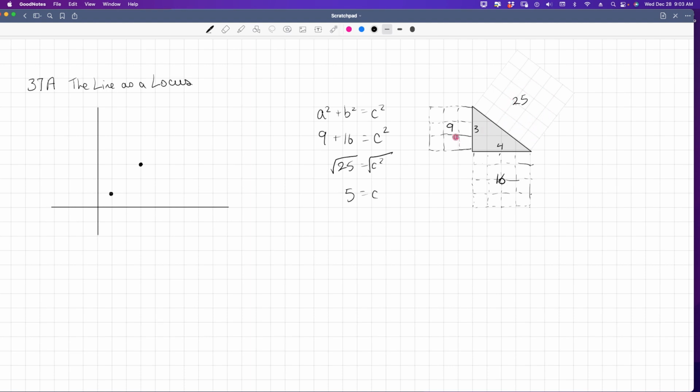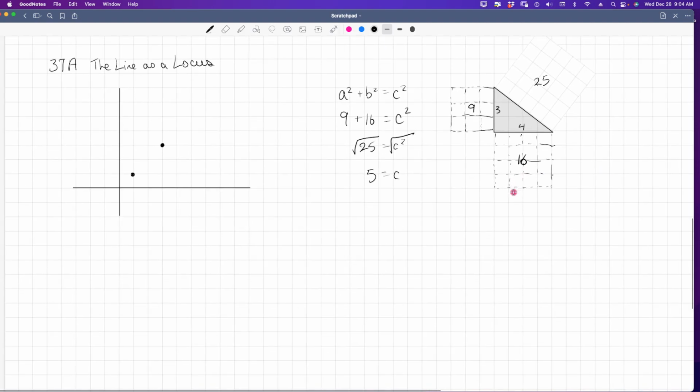So we have 25. This a squared, which is 9, plus this b squared, which is 16, is equal to the square of this length, which would be 25. So we can show how that works out. This is the illustration of Pythagorean's theorem and why it is true. All right, so now we've seen the illustration, we've accepted the proof, we know that that works.